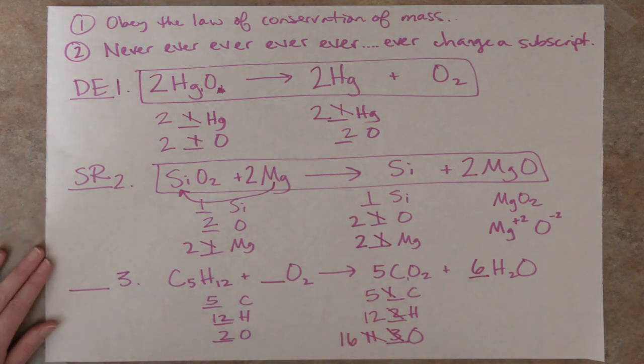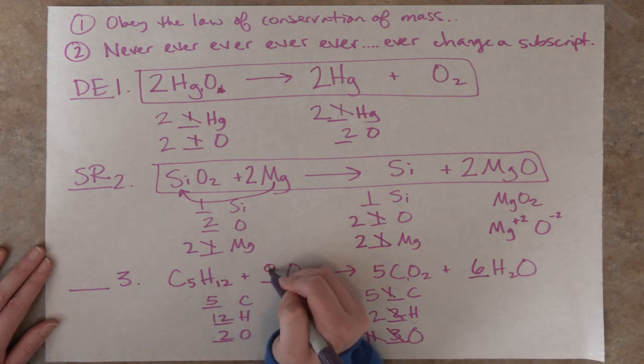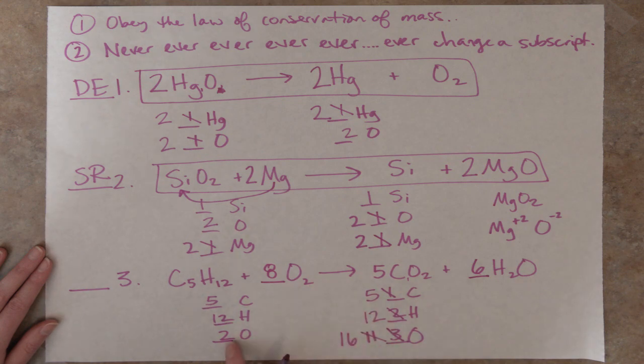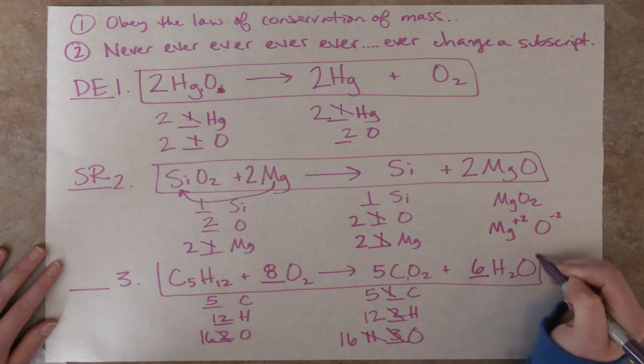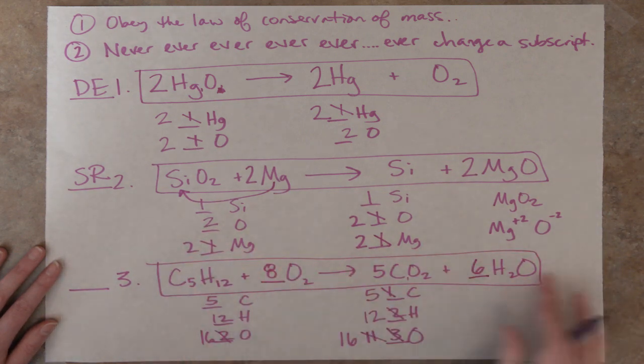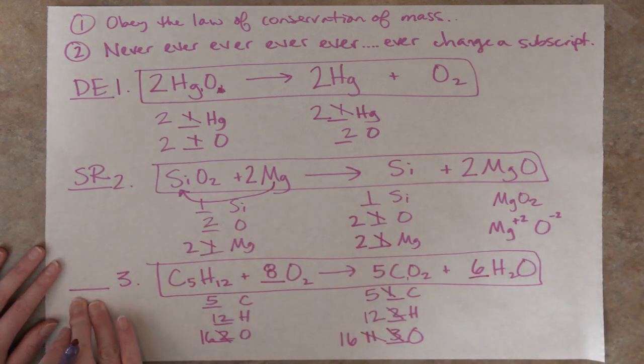The number that needs to go out front is the number that makes the total 16. So 8 times 2 is 16. And there is my balanced equation. This is the only part that I grade besides the reaction type.